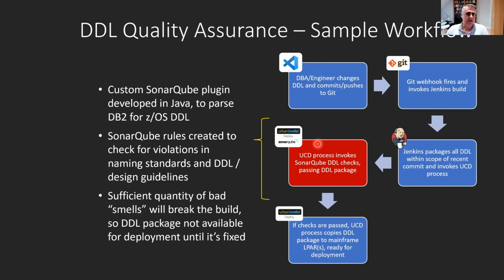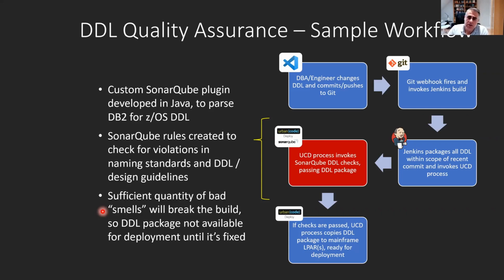SonarQube's got this fantastic terminology here, and it looks for code smells. A smell is something that, if you get a bad smell, is potentially unsavory inside that code. That could be an index that's been created with the wrong naming standard. It could be a table space that's been created with CLOSE YES rather than CLOSE NO. It could be a multi-table table space. It could be anything that you have encoded inside your standards and guidelines for your organization.